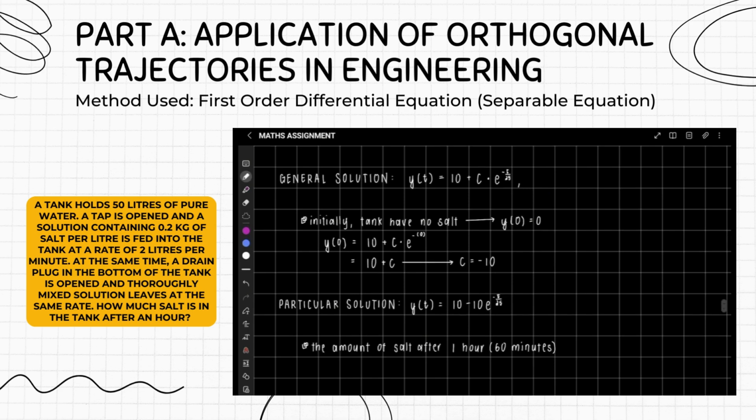So to calculate the amount of salt after 1 hour or 60 minutes, we just change the value of t equals 60, so we get approximately 9.1 kg of salt.